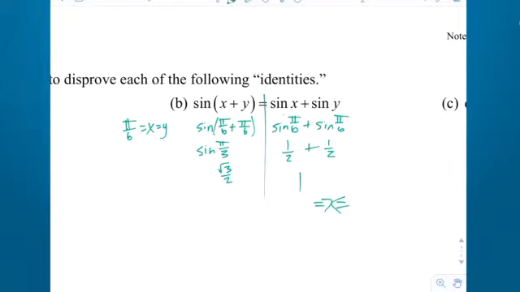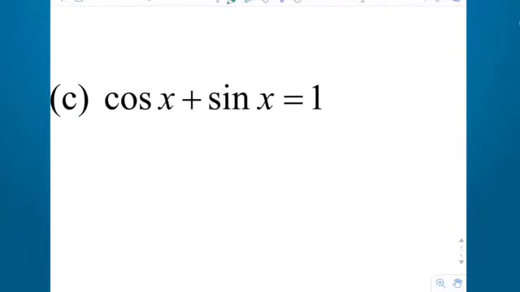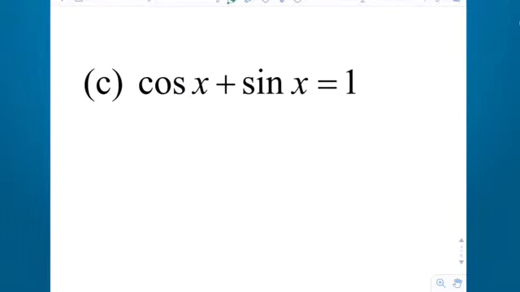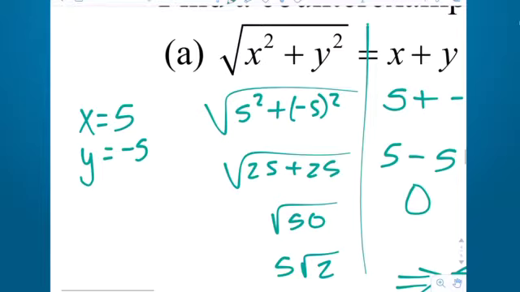Counterexample. You're basically proving something's not true. And all it takes is one, just one, and you've accomplished your goal of disproving something. And I'm not going to do this one, but does cosine x plus sine of x equal 1? It only would equal 1 if cosine and sine were both what? Squared. Okay? So you can't just take the square root of cosine squared plus sine squared and call it cosine plus sine. We just proved over here in part A that that does not work. So they have to be squared.